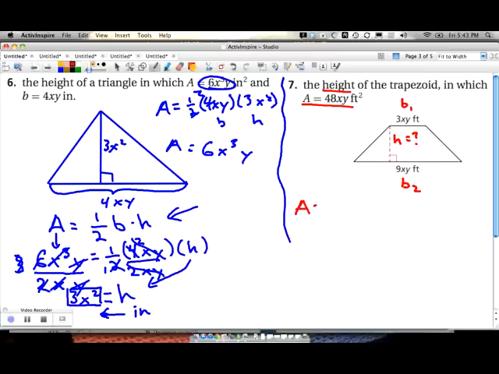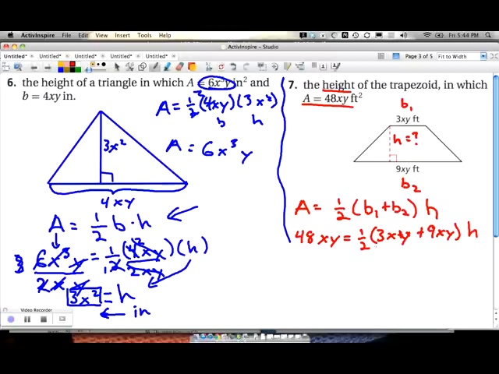Well, the area of a trapezoid, that's 1/2 the sum of the bases times the height. So let's fill in what we know and then work our way from there. I know that the area is 48xy. I know that the bases are 3xy plus 9xy. Then I have an h here. Well, since these are like terms, because they have the same variables, so the same powers, then I can put those together. I got 12xy times 1/2 times h, and then 48xy over here.